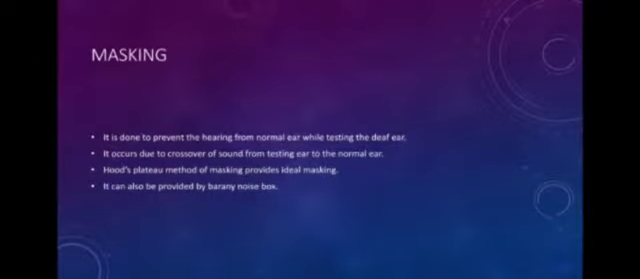Masking is done to prevent the hearing from normal ear while testing the deaf ear. It occurs due to crossover of sound from testing ear to the normal ear. Hood's plateau method of masking provides ideal masking. It can also be provided by Barany noise box.